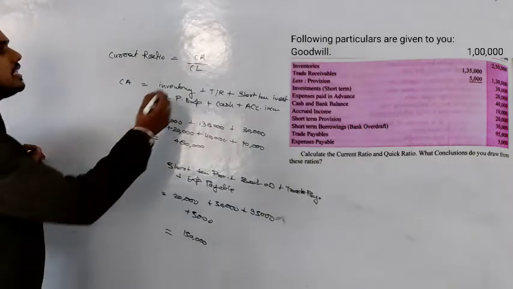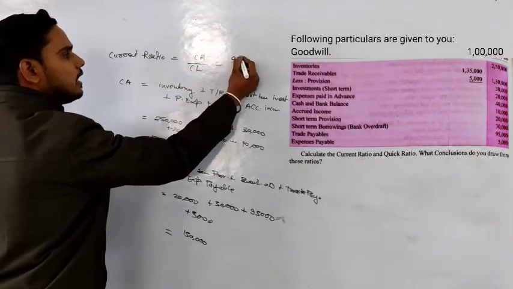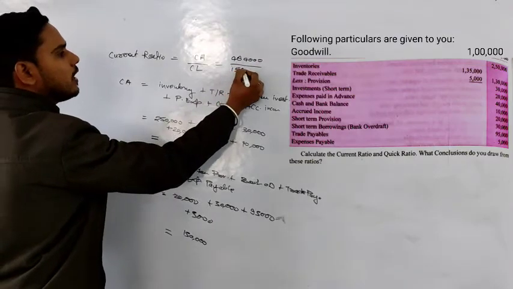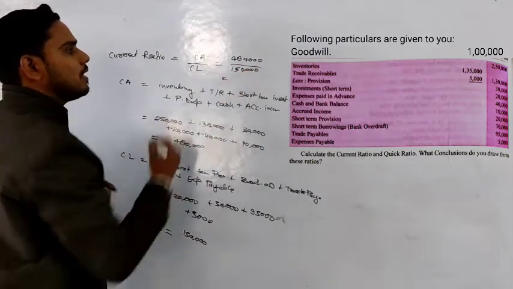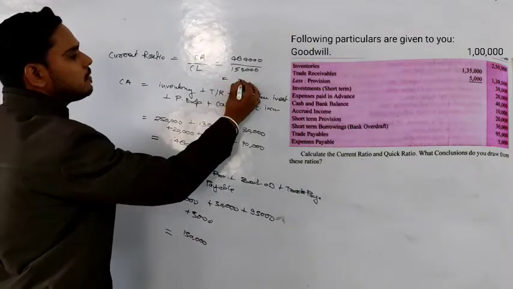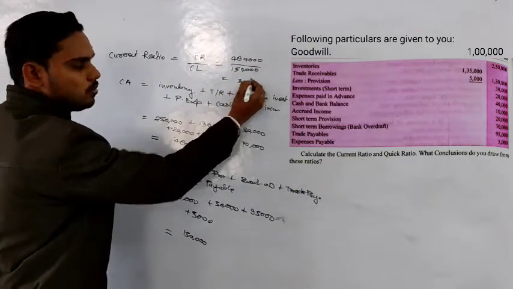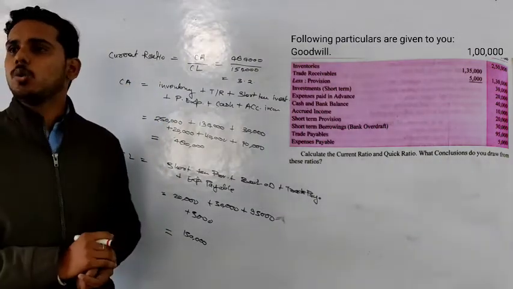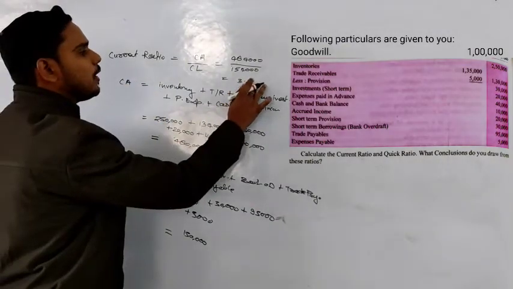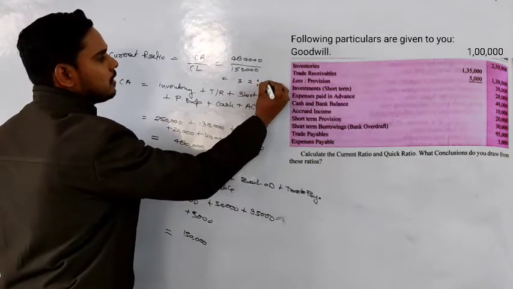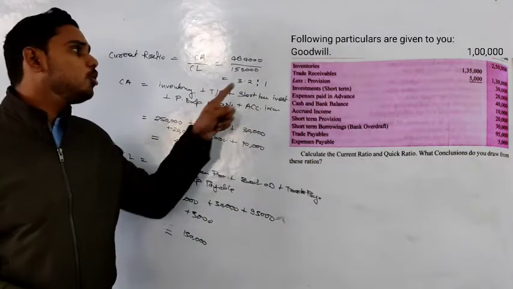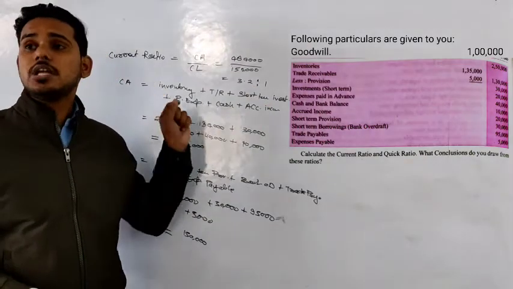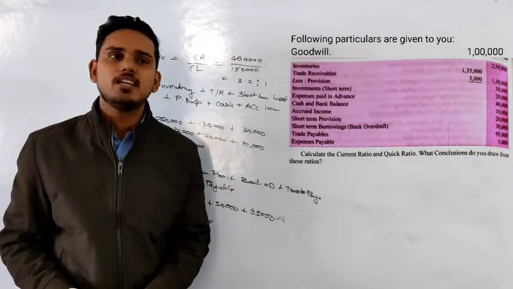So total current asset is 4,80,000 and total current liability we got as 1,50,000. So we can do the calculation and we can find what will be our ratio. So that will be 3.2. So our current ratio is 3.2, or you can say that is 3.2 is to 1. That means for every 1 rupee of current liability, we have 3.2 rupees of current asset to pay.